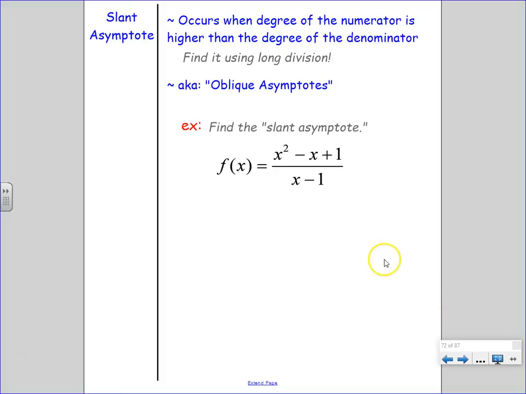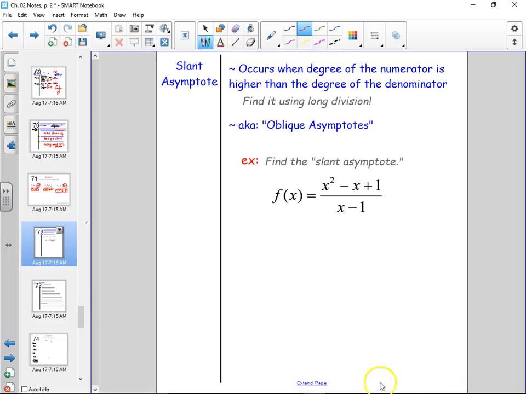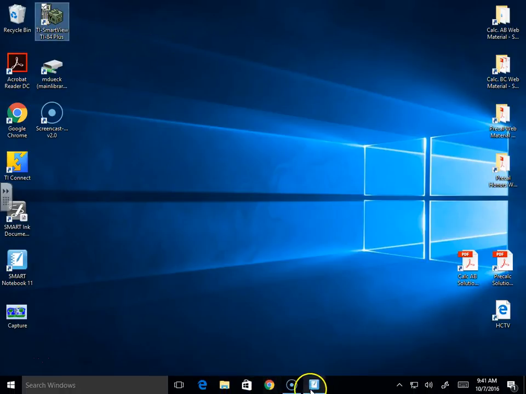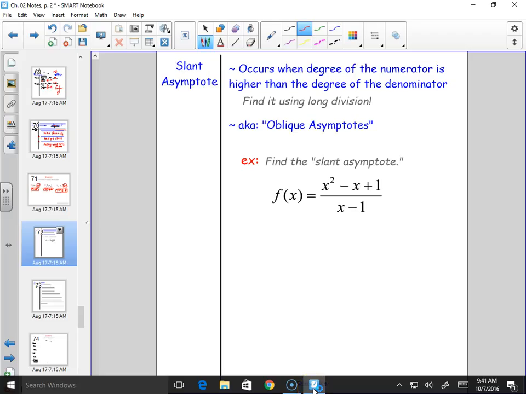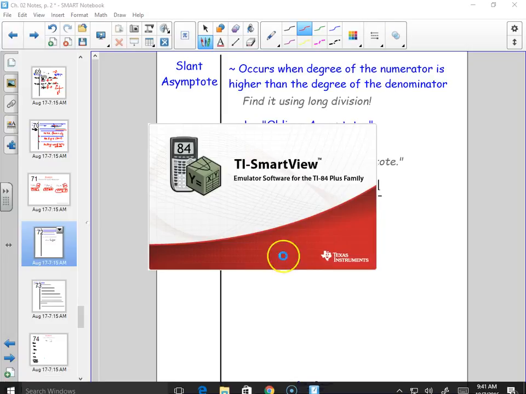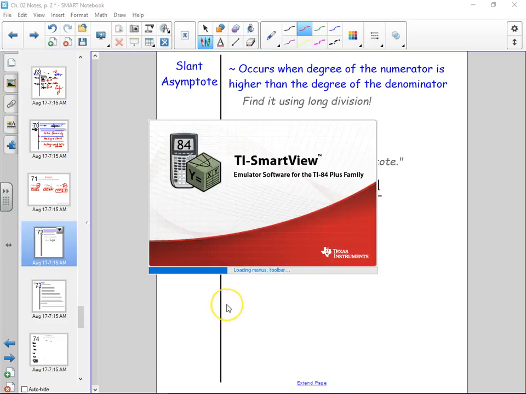There's a little bit of when it occurs, just so we know when to be on the lookout for it. That'll help us know when to look for oblique asymptotes, because only rarely is there one that will appear. But it can happen. But it only happens when the degree of the numerator is higher.